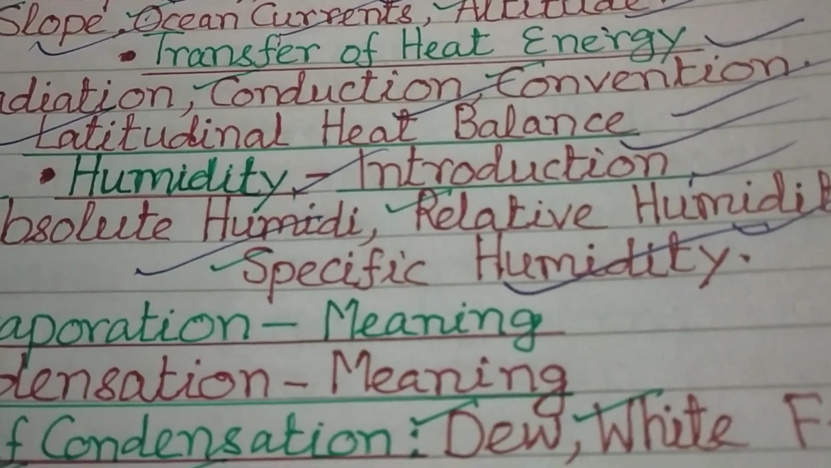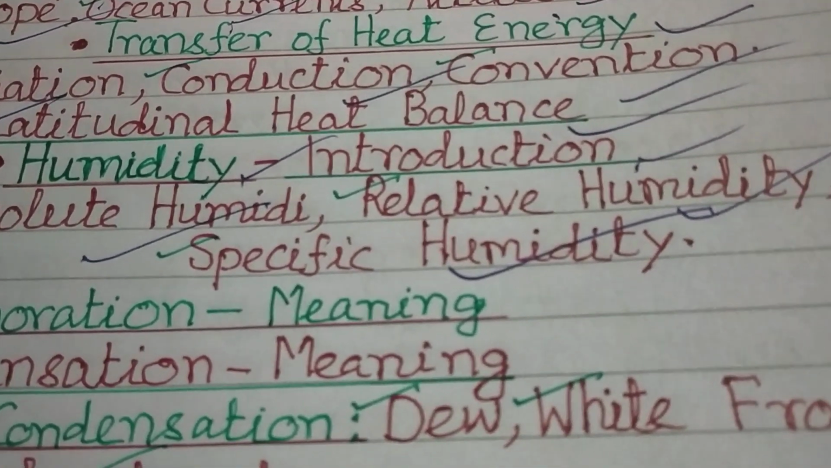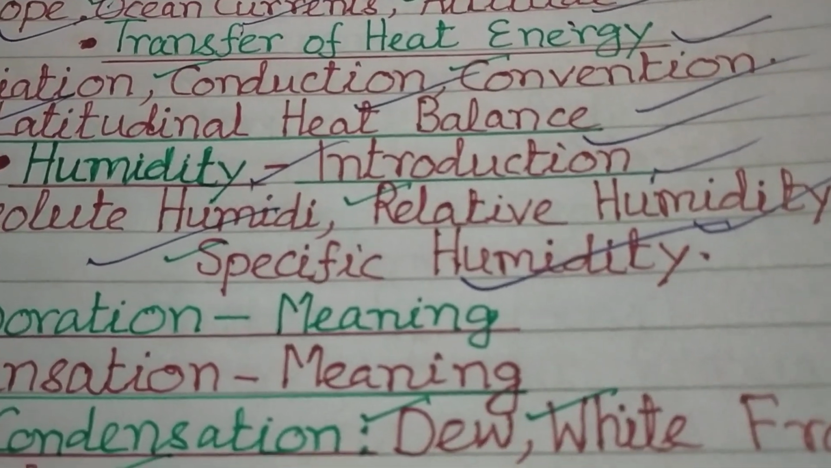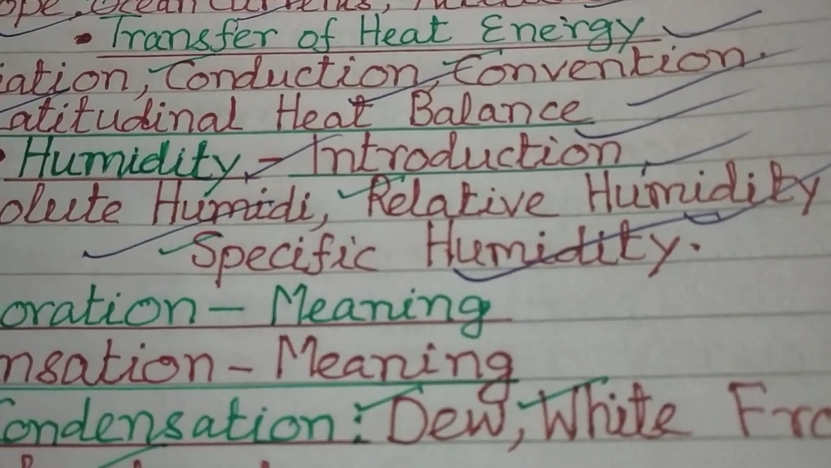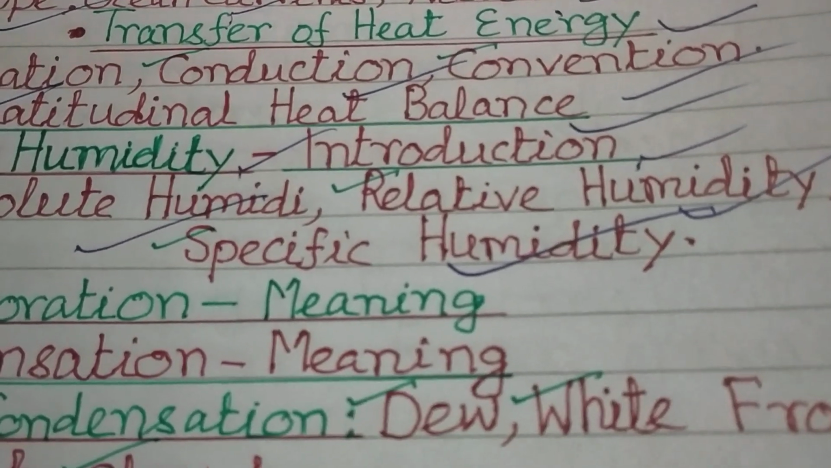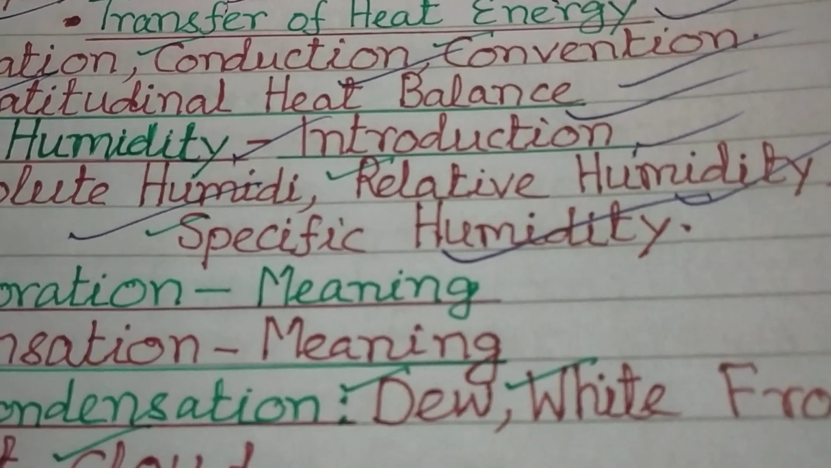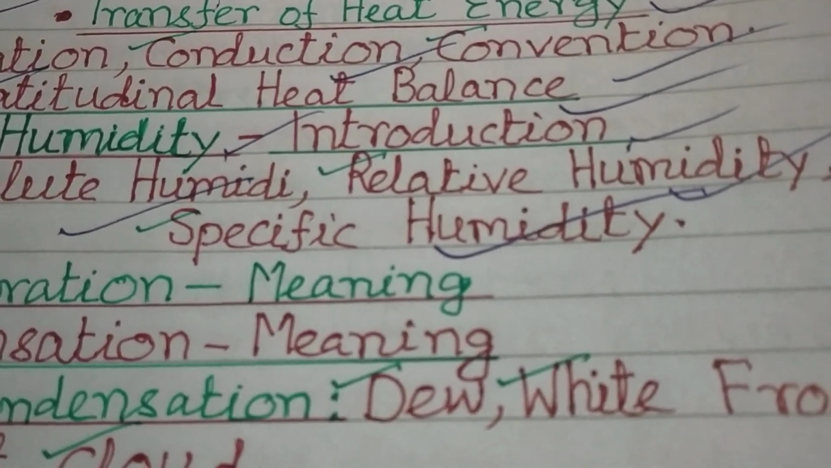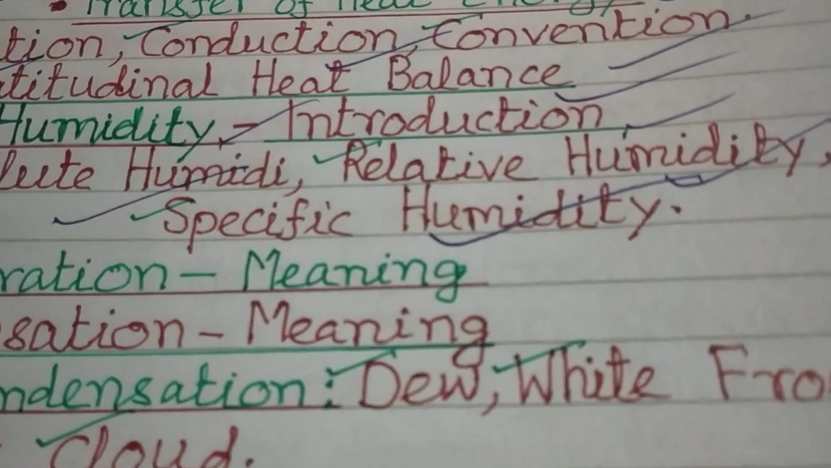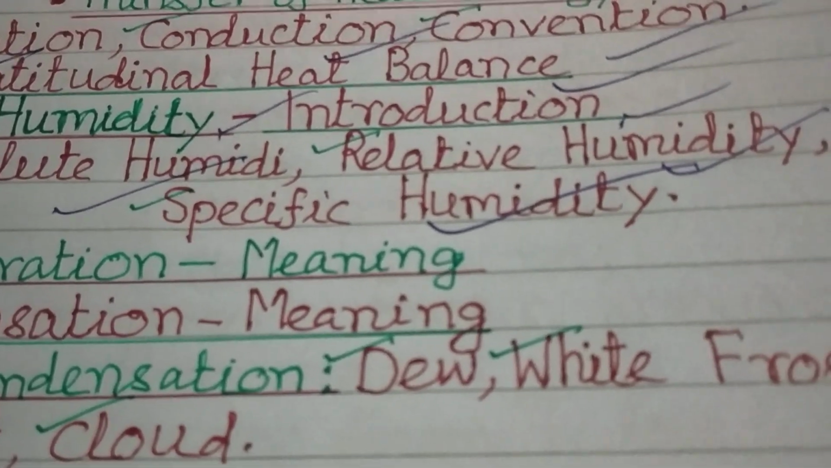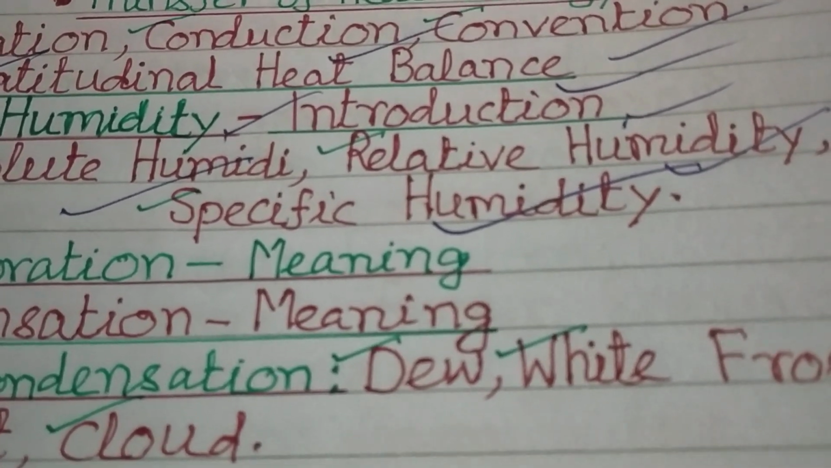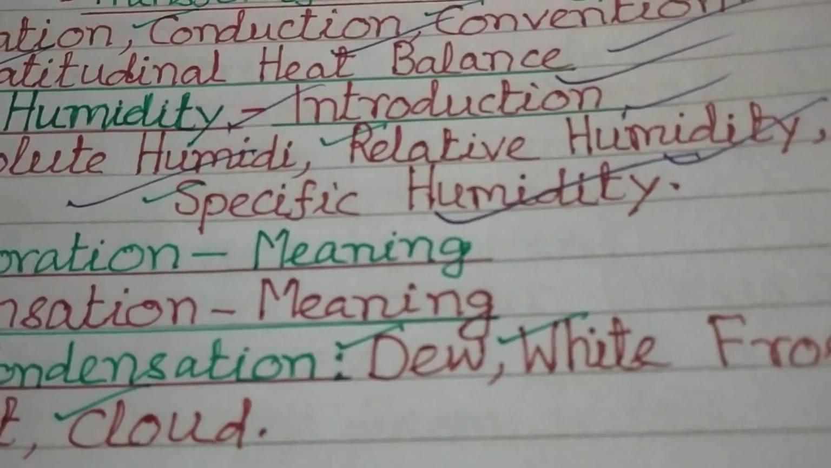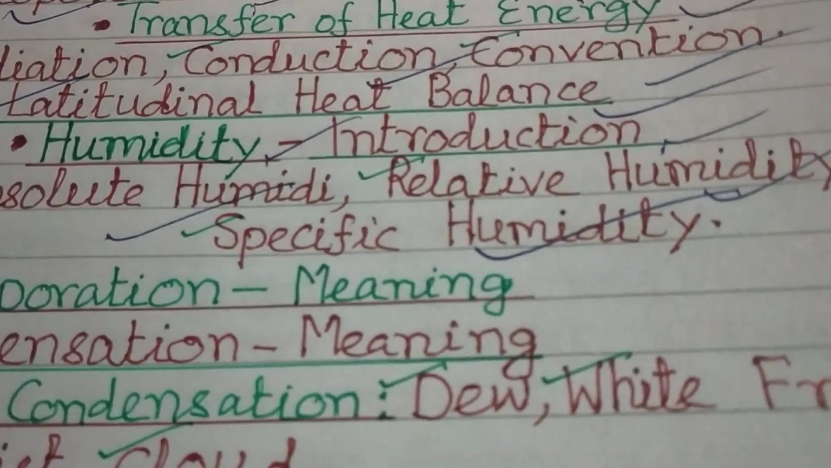Now we'll go to the next one, that is specific humidity. It is expressed as the weight of water vapor per unit weight of air, or the proportion of the mass of water vapor to the total mass of air. Since it is measured in units of weight, it is usually expressed in grams per kilogram.